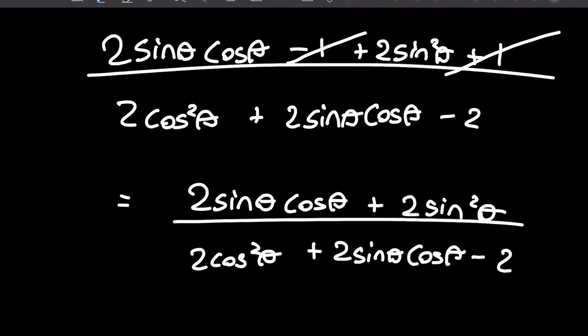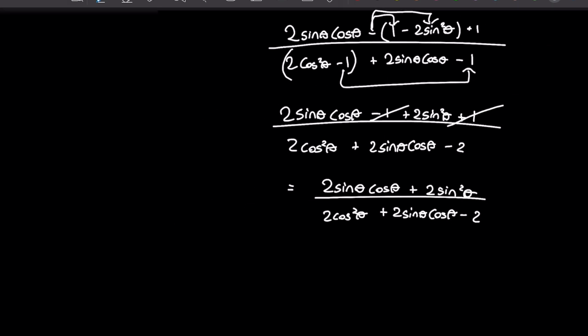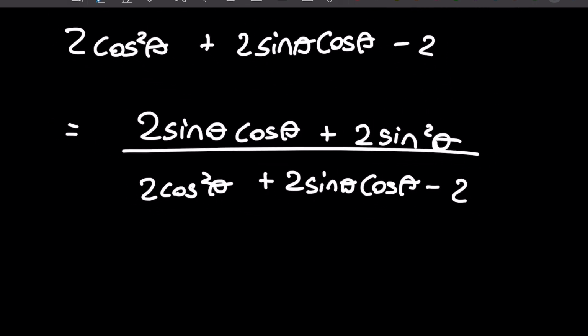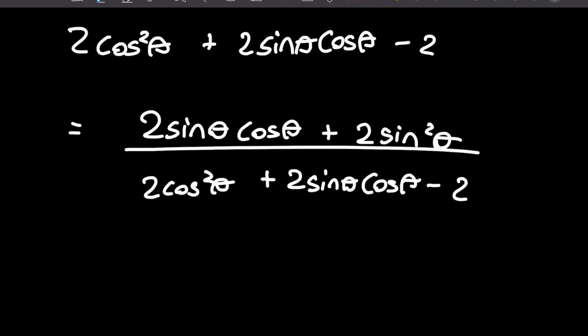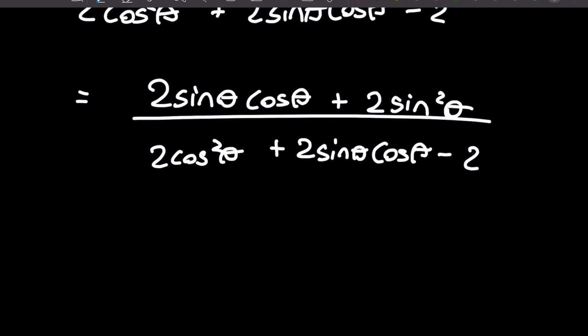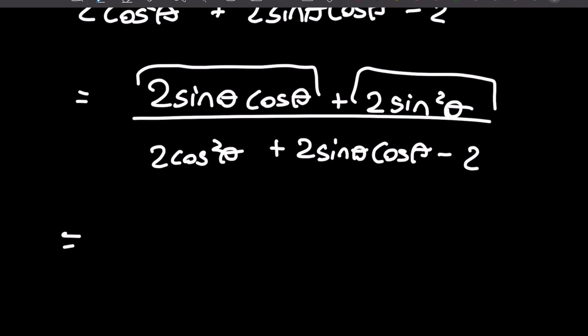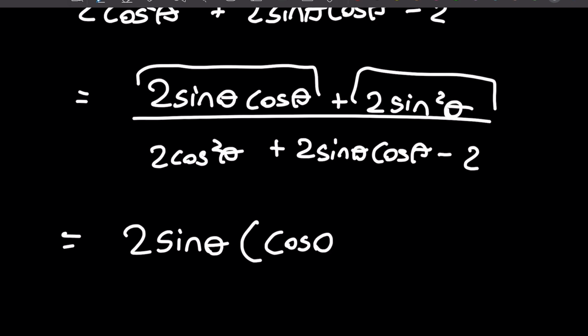Now, this is a lot of cos thetas and sine thetas, but try to stay with me. Now, in the numerator, what could we factor out? What is common to both of these terms? Well, it's sine theta, because sine theta is in both terms. So we could factor out 2 sine theta. So 2 sine theta, and in the brackets, we'll have cos theta plus sine theta.